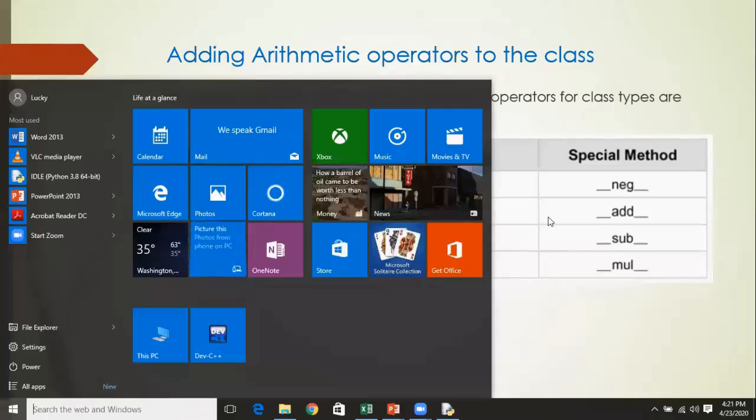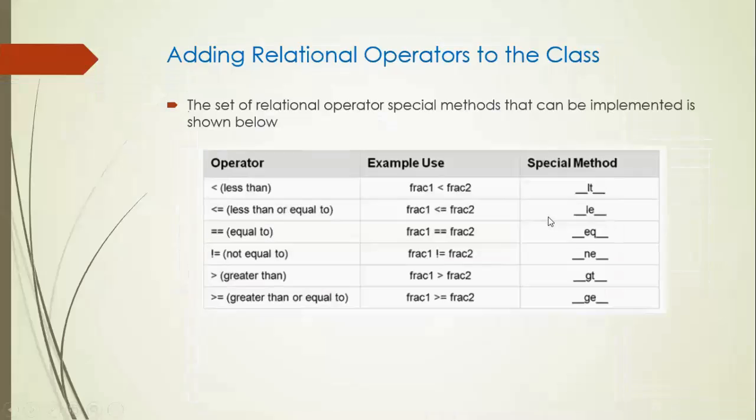And in the same way, there are some other operators, like relational operators, that are also applicable on objects. See here, frac1 and frac2 are two objects representing a fraction class, and there is a relational operator like less than or less than or equal to. So when you have a less than operation on the two objects, then that fraction class should have the underscore underscore lt underscore underscore special method.